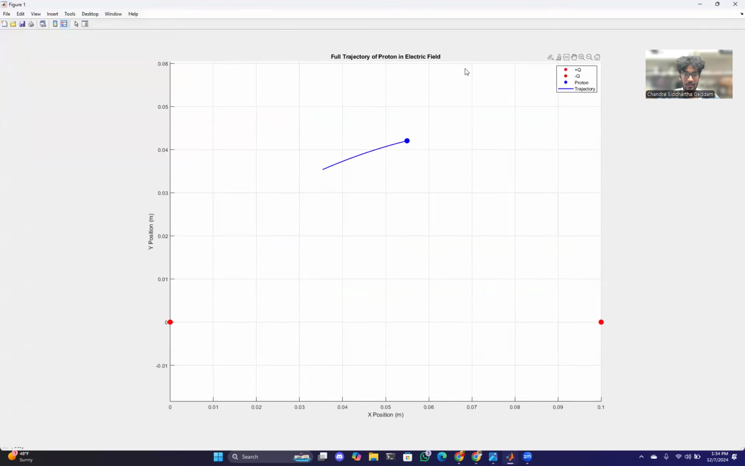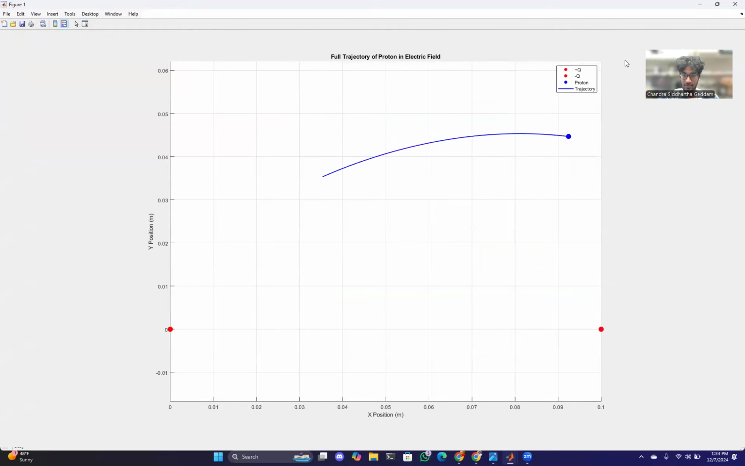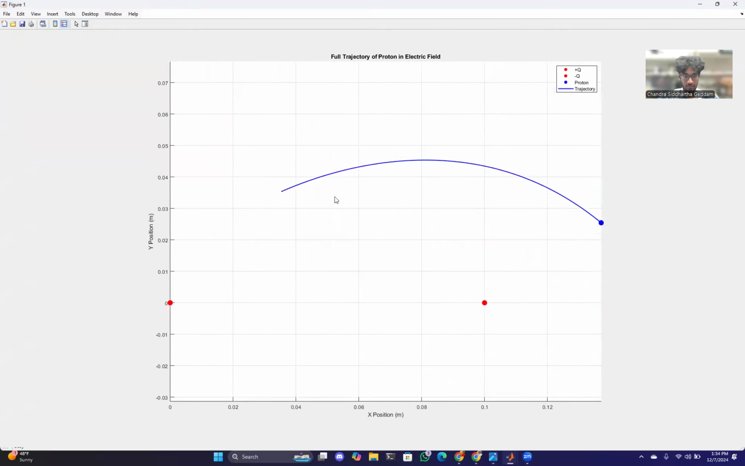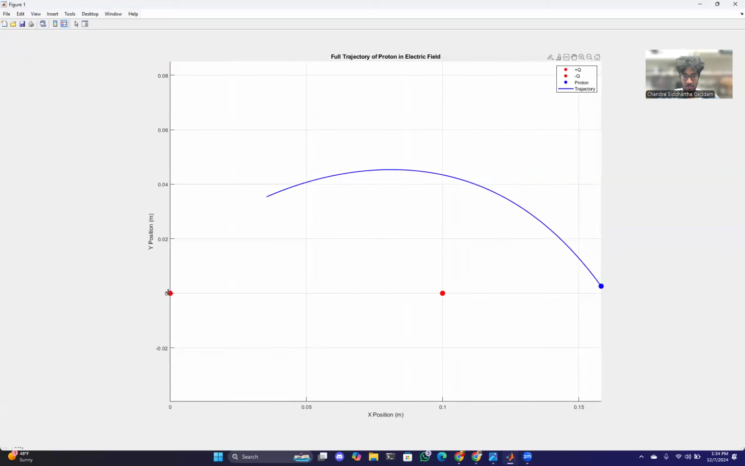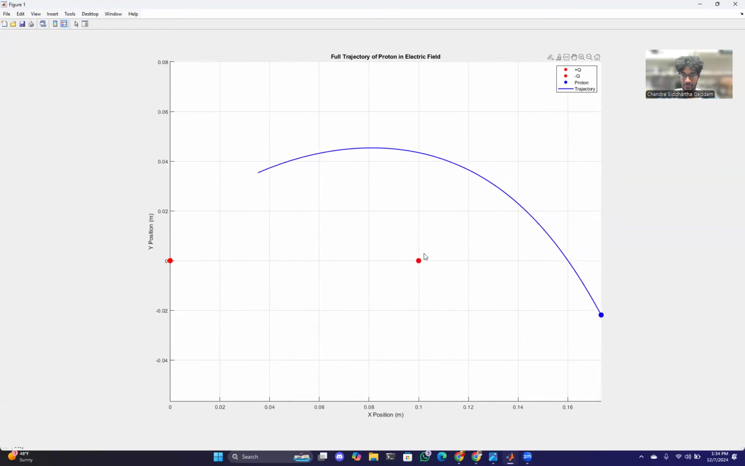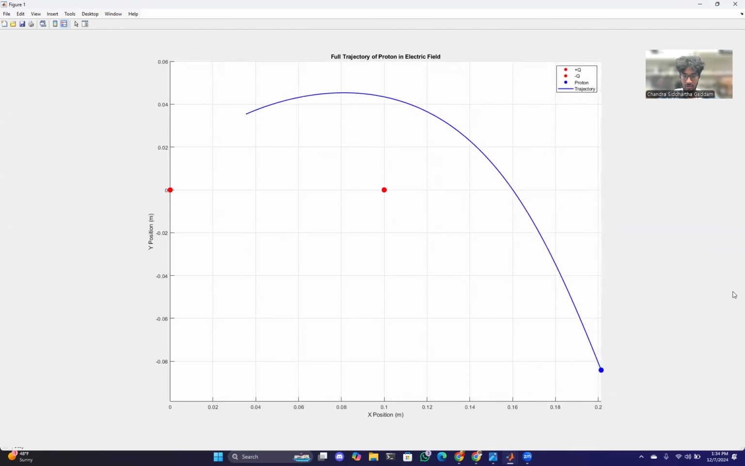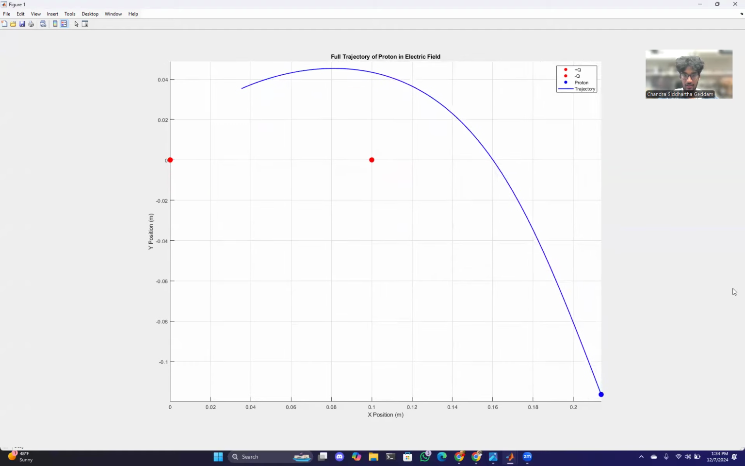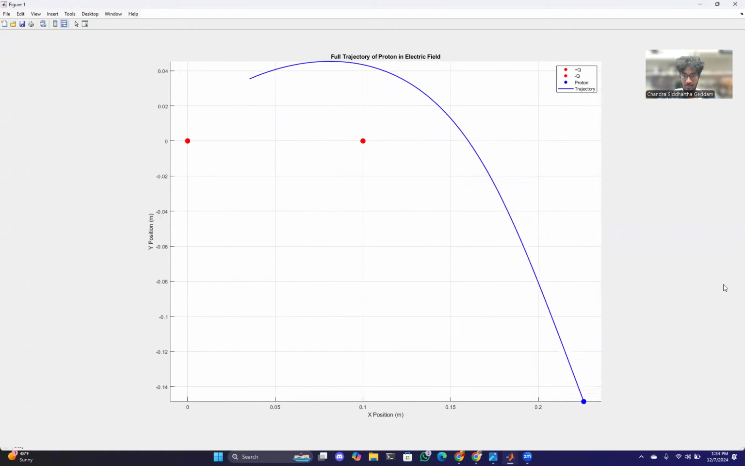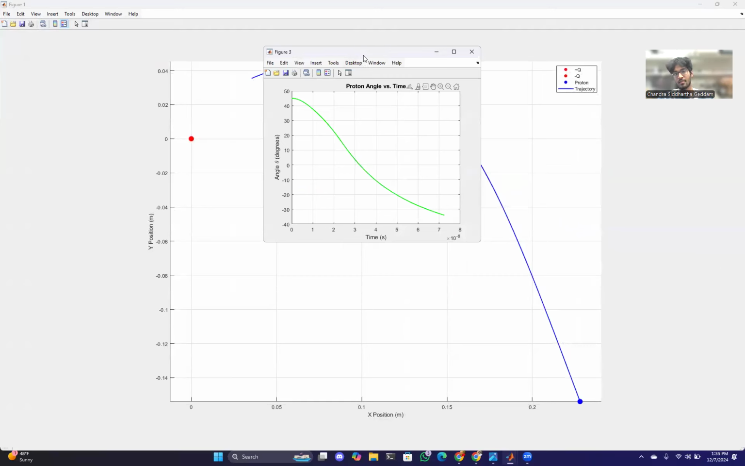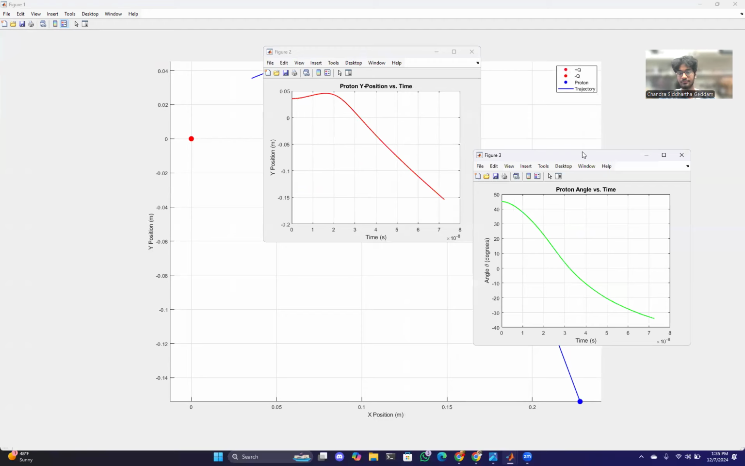Okay. As you can see, the proton starts to move away from the positive charge, which is placed at 0, 0, and this one's the negative charge at 0.1. So this is the current trajectory of the proton. In this case, we can also see the path of the proton in the y direction versus the time. So this is the time step.